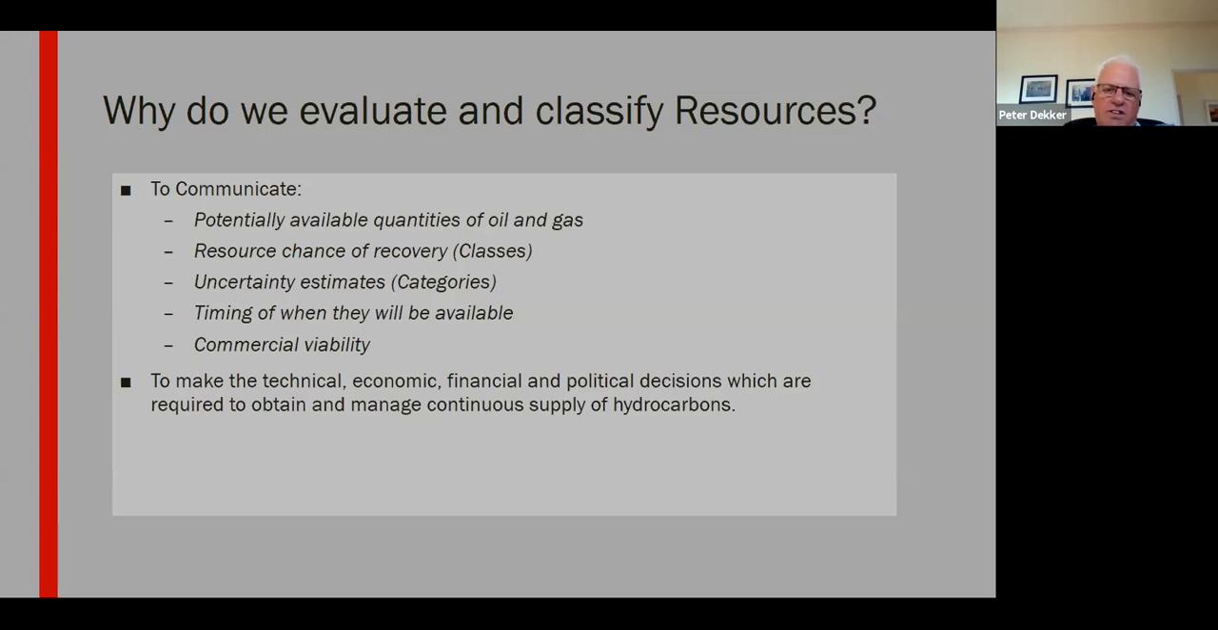Then the uncertainty estimates of resources. We give a number, but it's very unlikely we will get that one number out of the ground. It will always be more or it will be less, and I will demonstrate how we in the oil industry do that. And then the timing when these resources will be available for the market to consume. And then, of course, the commercial viability of the resources. It's all done to make technical, economic, financial and political decisions which are required to obtain and manage continuous supply of hydrocarbons for the country, for the world, and for our industries.